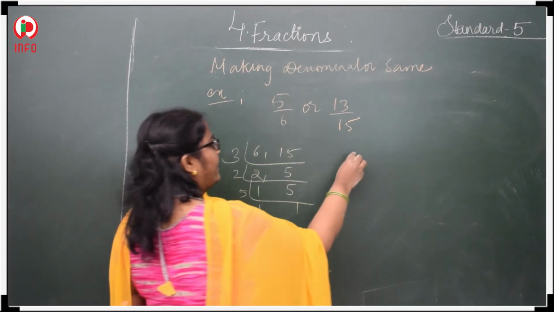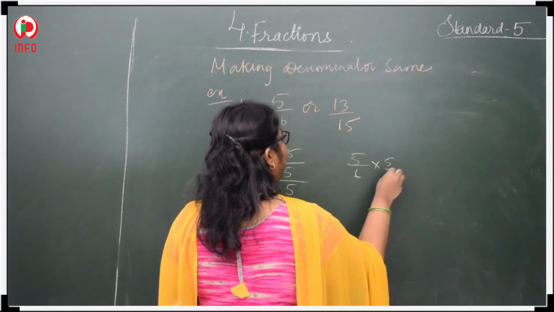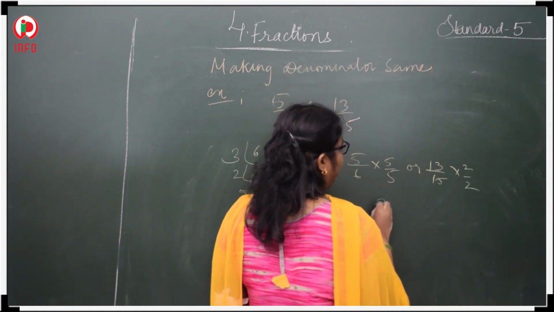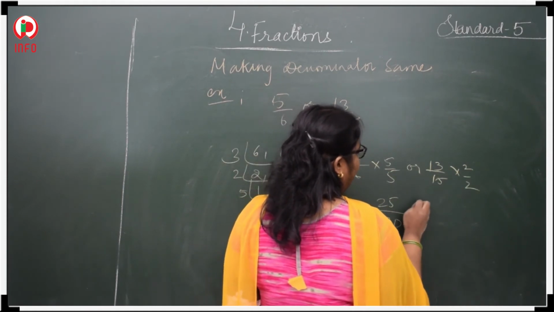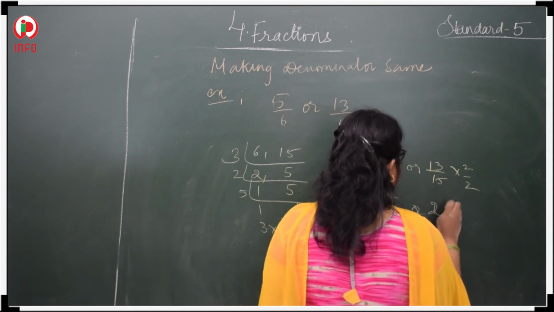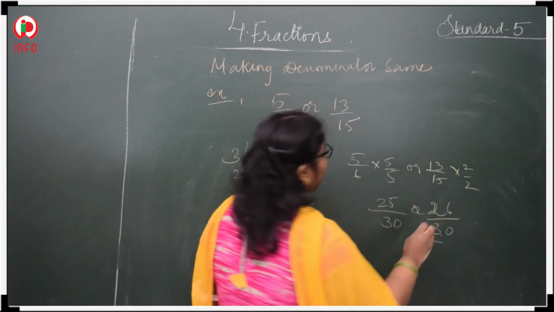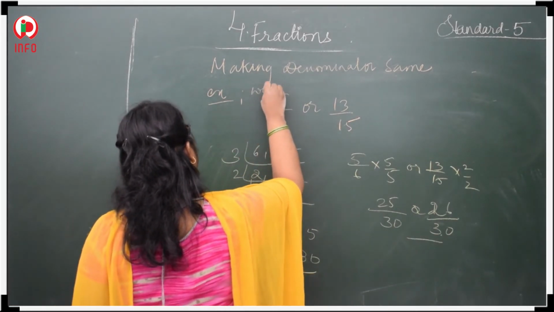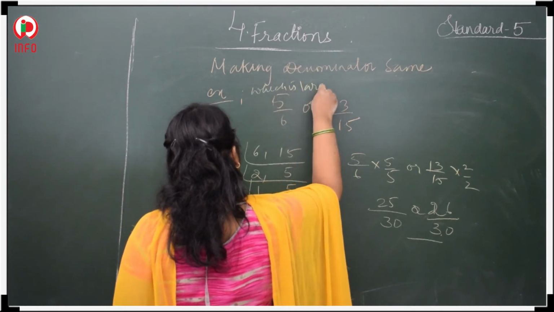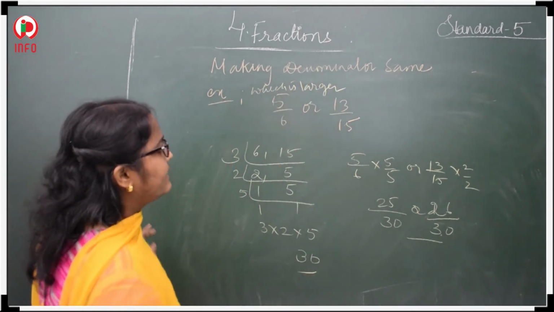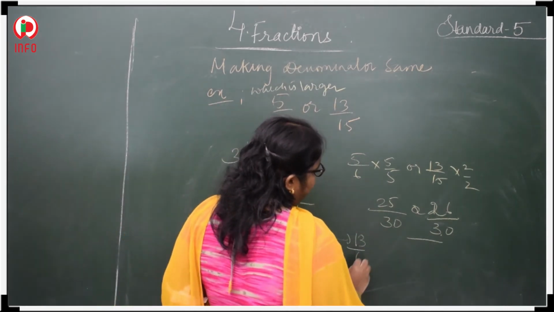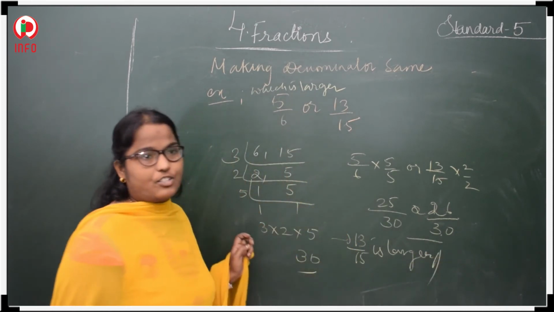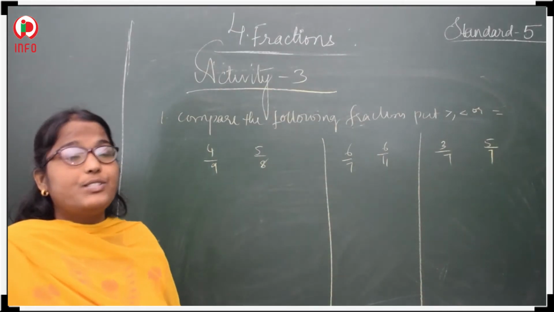So 5 into 5 is 25 by 30, or 26 by 30. So what is the question asking, children? Which is larger? Which is larger here? See, 26 by 30, that is 13 by 15. Understood? So the next one, activity 3.